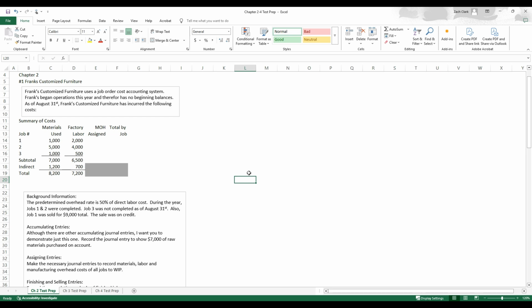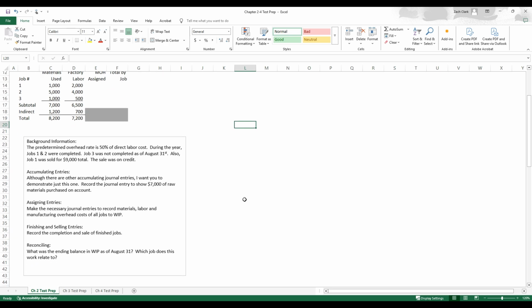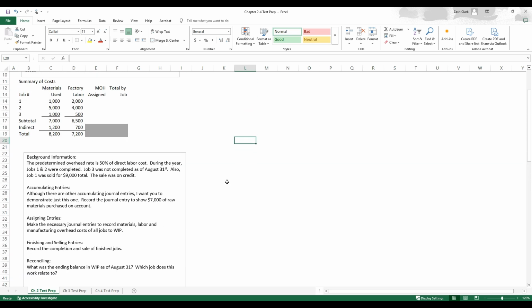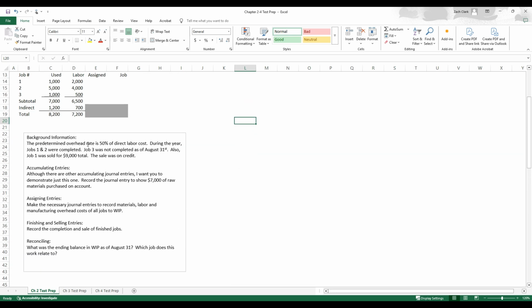Okay, so let's look at our background information below, and we need this information here. The predetermined overhead rate is 50% of the direct labor cost. During the year, jobs 1 and 2 were completed. Job 3 was not completed, but job 1 was sold for $9,000. The sale was on credit.